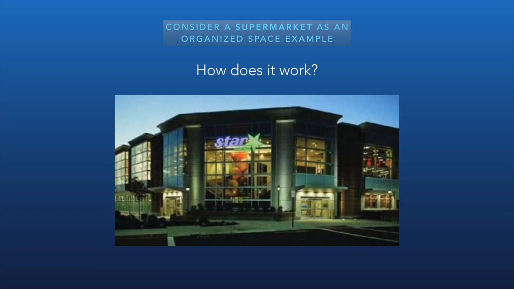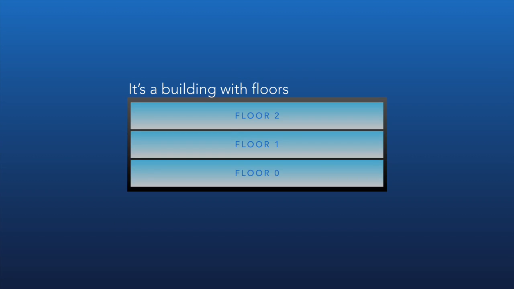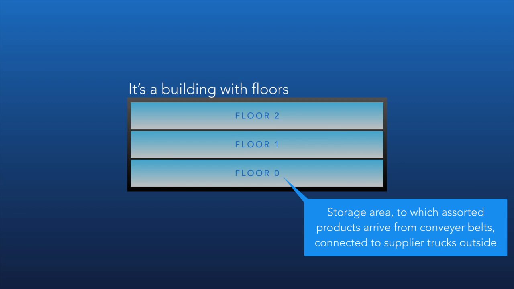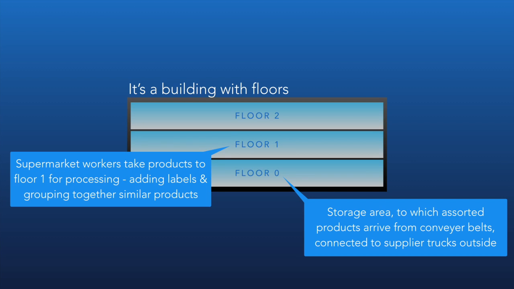Let's look at an example of an organized space, a supermarket. Try to understand how it works. For our purpose, it's a building with special floors. One floor is for storage, where the assorted feed of raw products arrive from conveyor belts or supply trucks outside. Then there's a floor for the processing of products by the supermarket workers, for example, adding labels, grouping together products.